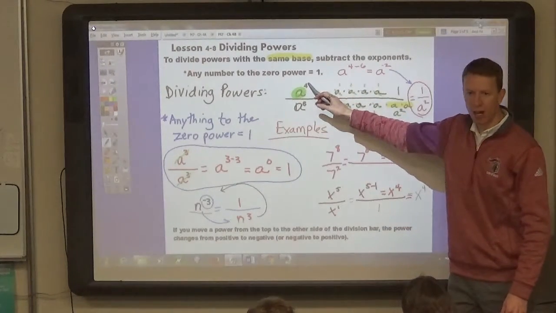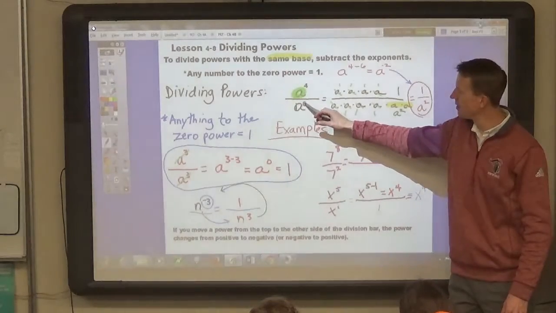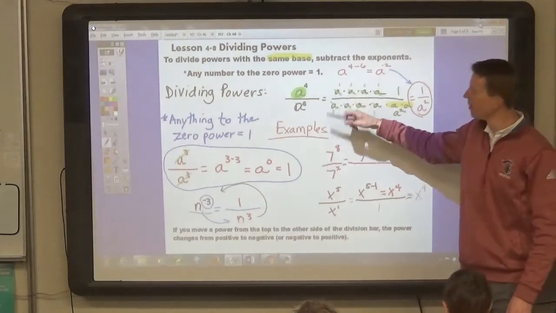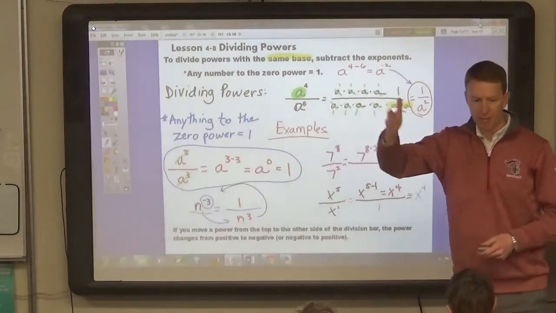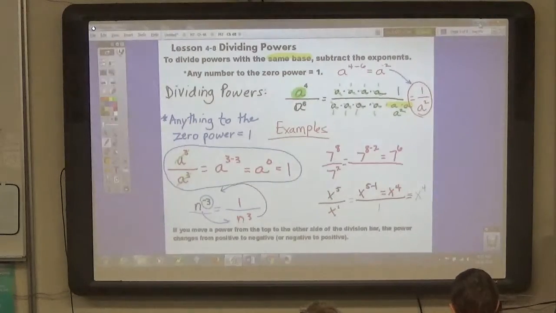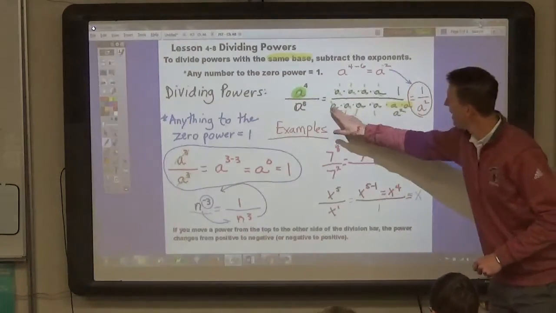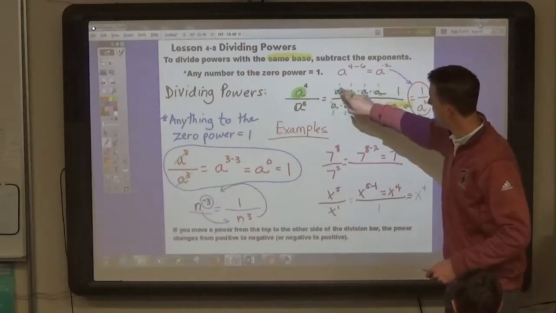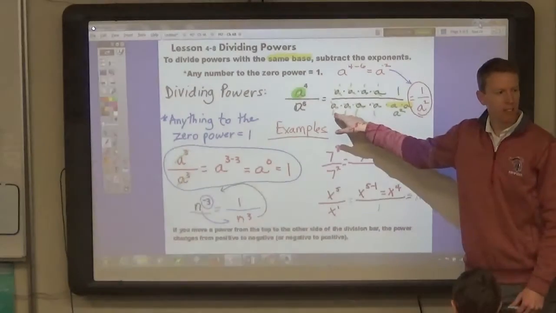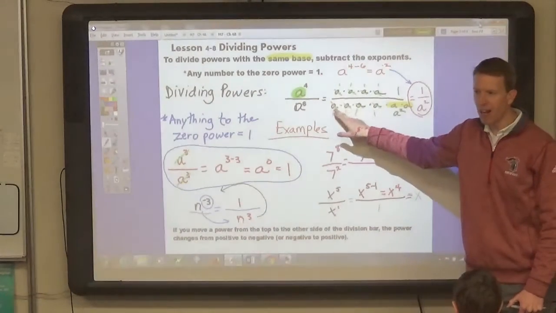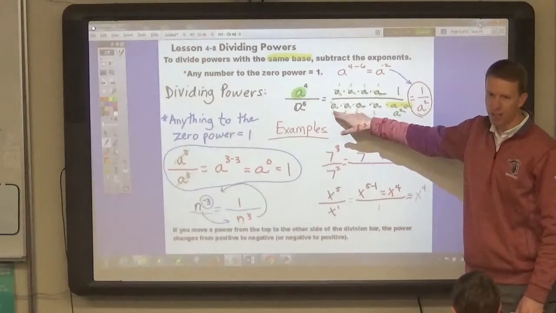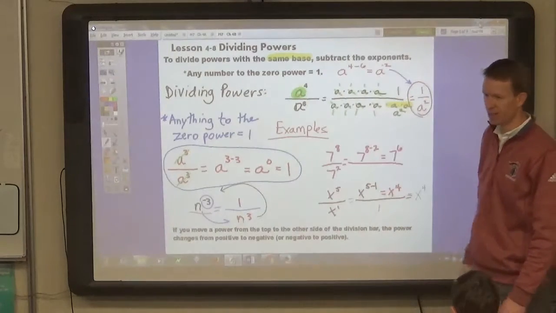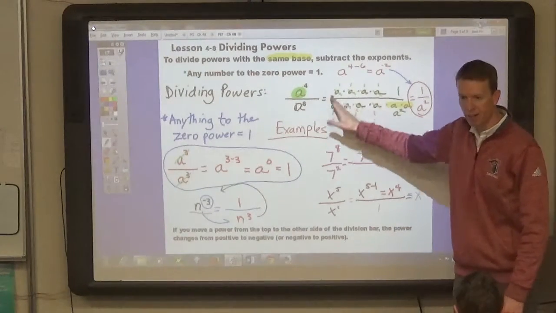A to the 4th power up on top, and a to the 6th power in the denominator. And when you write that out in expanded form, it's a times a times a times a on the top line, and then a times a times a times a times a times a on the bottom line. And each one of these pairs is a reciprocal. It's the same number divided by itself. A divided by a is 1, four times. So all of those become 1.